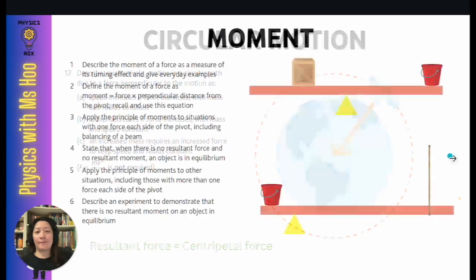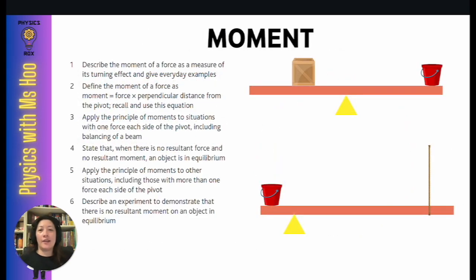Let's move on to moments. So you need to know that moment is actually the measure of the turning effect of a force. And for the definition of moment, you can use a formula in this case, which is that moment is force times perpendicular distance from the pivot. So you need to know how to define it as well as to use this equation to solve calculation questions.